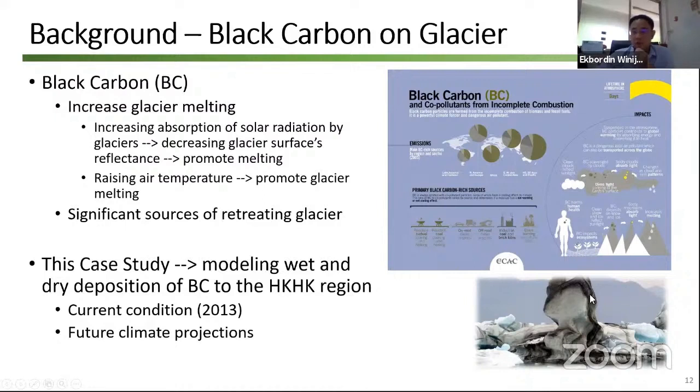Also, the surface that has black carbon deposition absorbs the energy from the sun, and then it starts to melt. So there are two effects. The first one is melting because of the increased temperature of the glacier that has black carbon deposited on it. The second one is melting because the overall temperature of the system is also increasing. So that's why we are interested in black carbon deposition on the glacier.